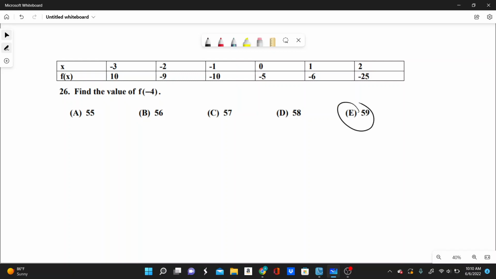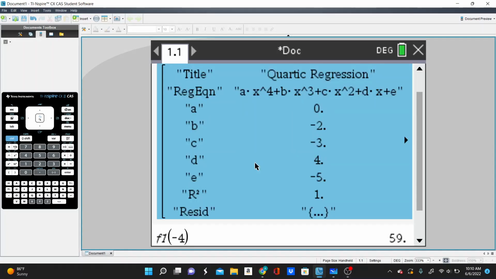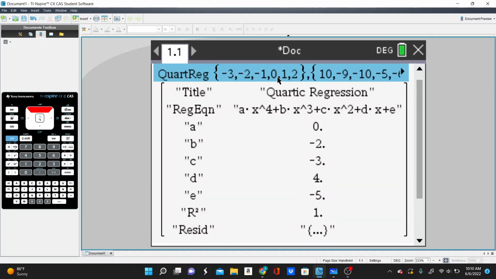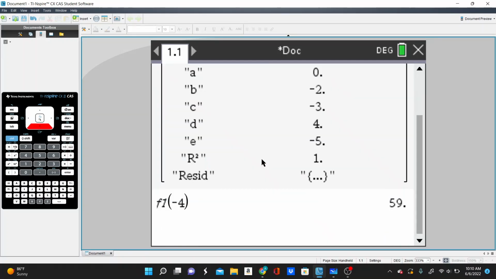Something that I will note is the reason that I always do quartic regression is because if you see here, this was actually a cubic regression. And you know that because the coefficient of the x to the 4th is 0. Well, if you do quartic regression and it's not quartic, if it's something less than that, you'll just get zeros in those places. So even if it was linear and the answer was just 4x minus 5, it would just give you zeros in the A, B, and C columns. And so that's why you always want to do quartic regression on these problems.